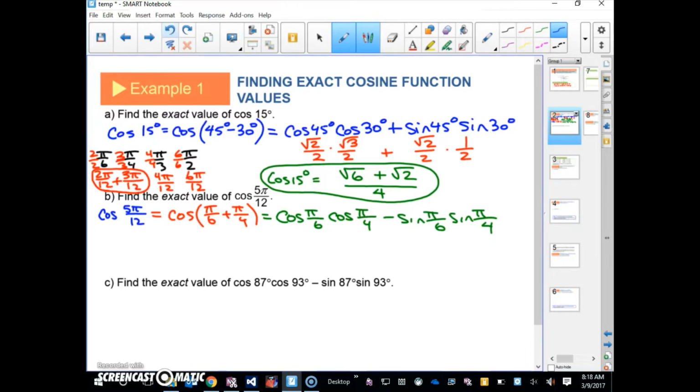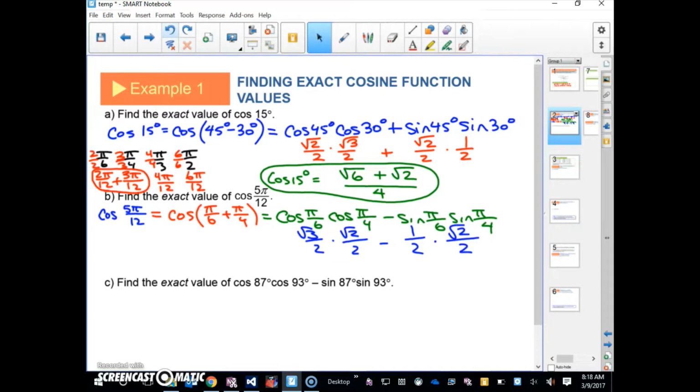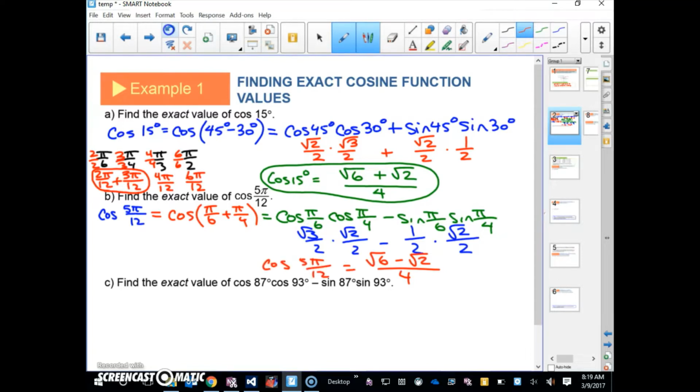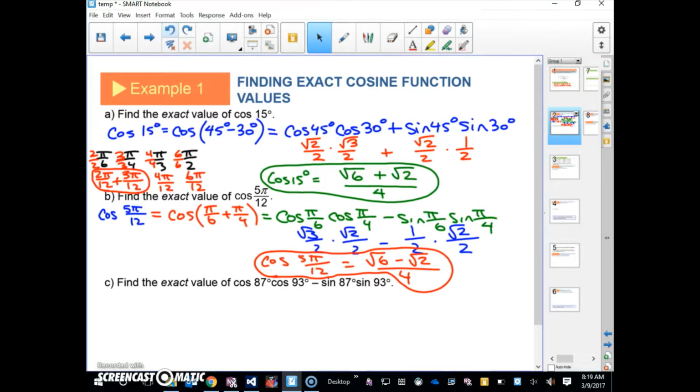So then cosine pi over 6, just look at your chart, that's square root of 3 over 2. Cosine pi over 4, square root of 2 over 2. Minus sine pi over 6 is 1/2. And sine pi over 4, that's square root of 2 over 2. Going straight from the chart. And so then cleaning up my fractions again, I've got the square root of 6 minus the square root of 2 all over 4. So cosine 5 pi over 12 equals that. Okay.